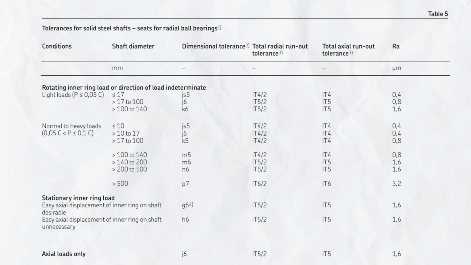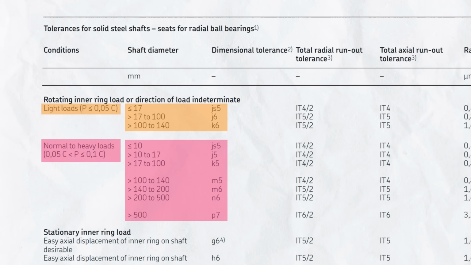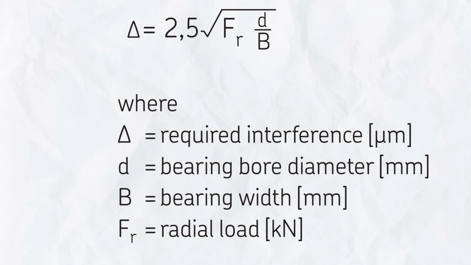In this condition, we will select the fit from here as per the amount of the load and the inner diameter of the bearing. If the load is light, meaning less than 0.05 times the bearing dynamic load rating C, then select from these rows as per the size of the bearing inner ring. If the load is normal to heavy, 0.05 C to 0.1 C, then from these rows. All of this will give you an interference fit. And if the load is too heavy, then we can use this formula. That would be a special case.